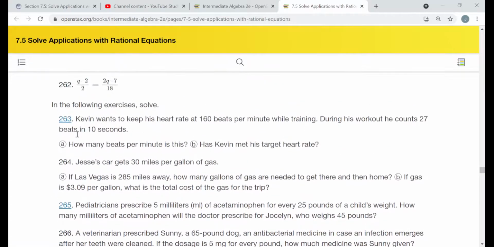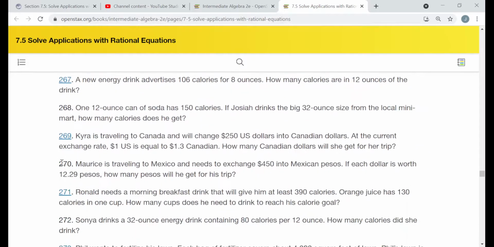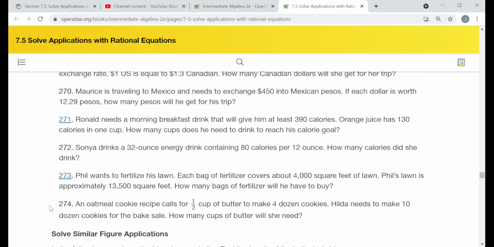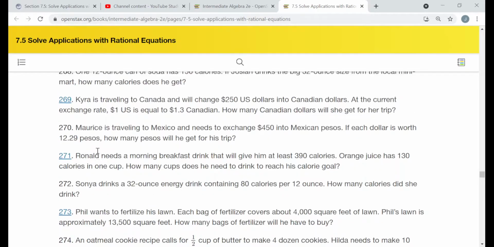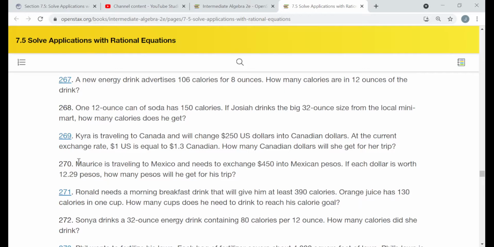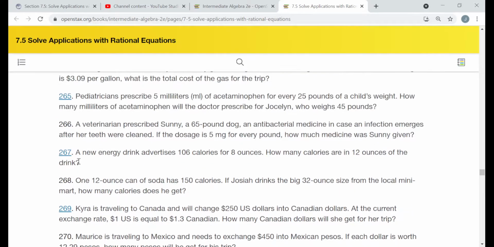And so example 1 in the video will correspond to 263. Example 2 will be 264, and so on until example 12 will be exercise number 274. And I will have timestamps for each of the examples in the description of the video if you want to bounce around and look at any particular problem. You just have to count down what example that would be.